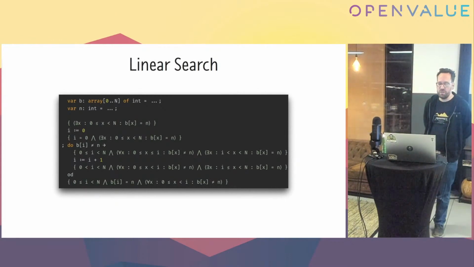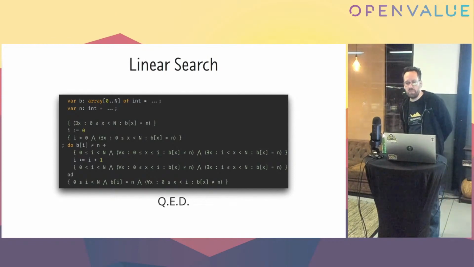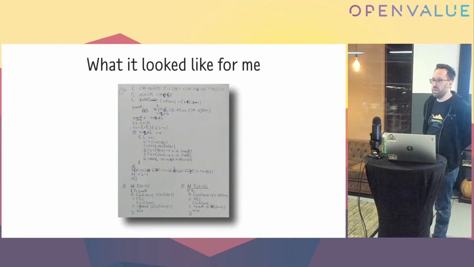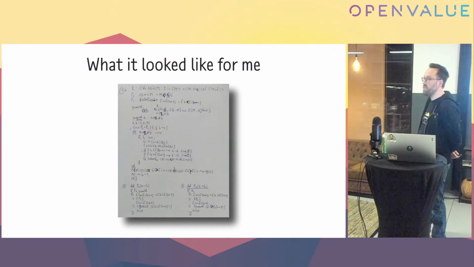Of course, there's a lot more to say about this, but this is enough for now. This is what it looked like for me. This is a piece of actual homework that I had to hand in one time.